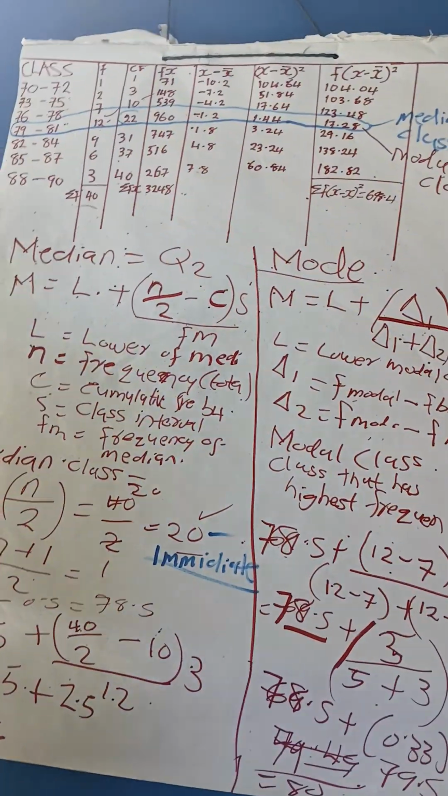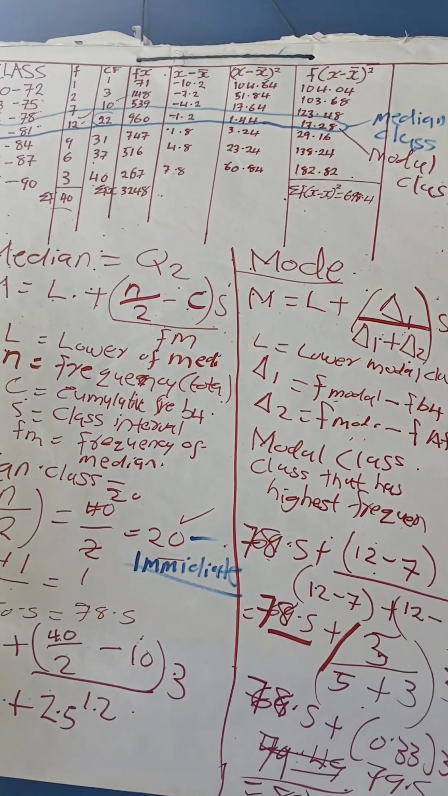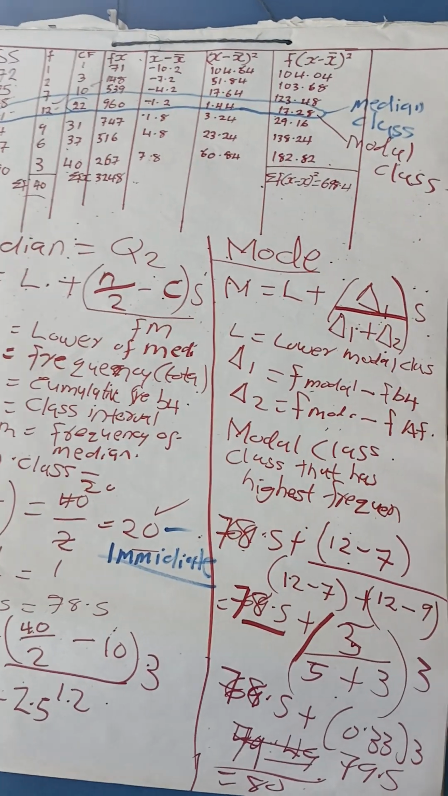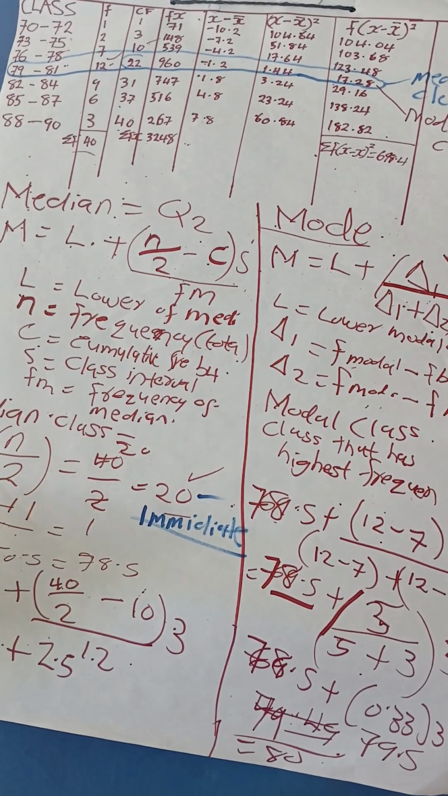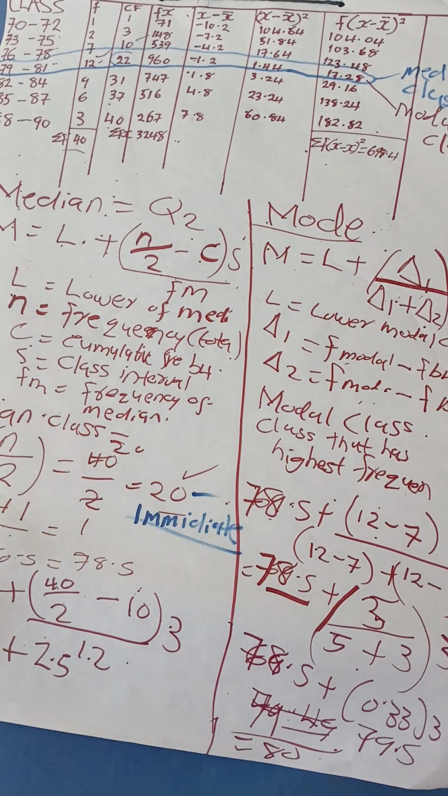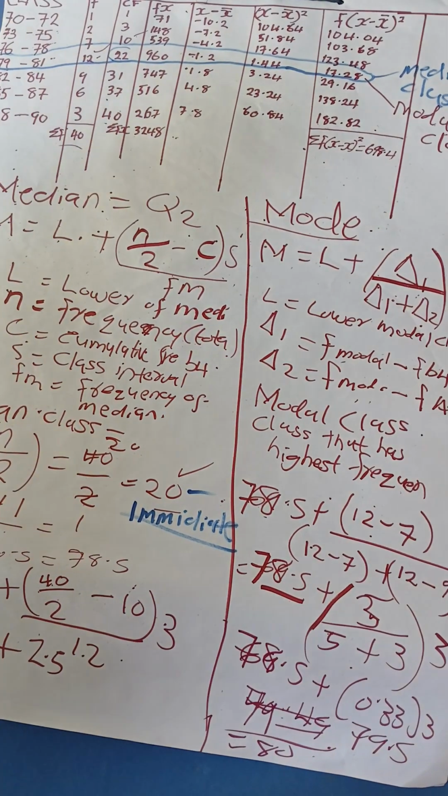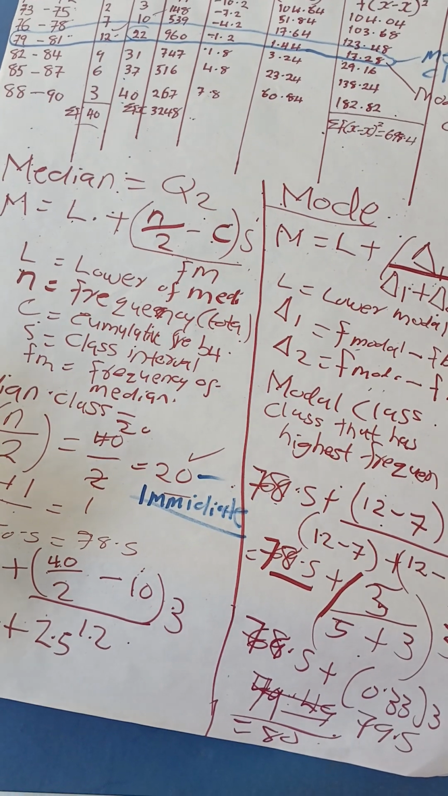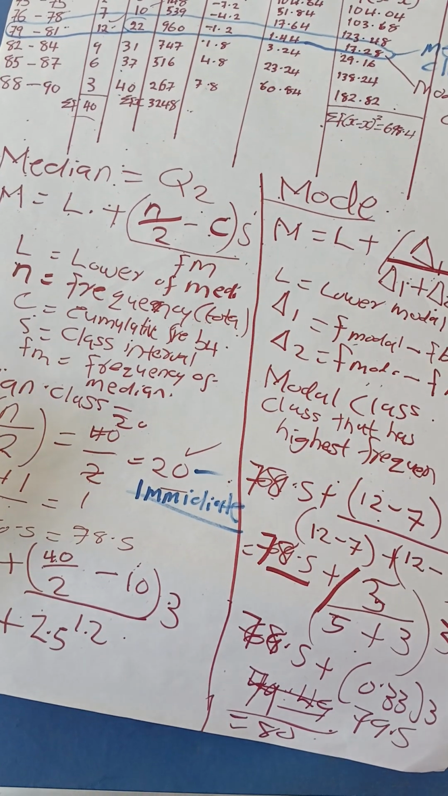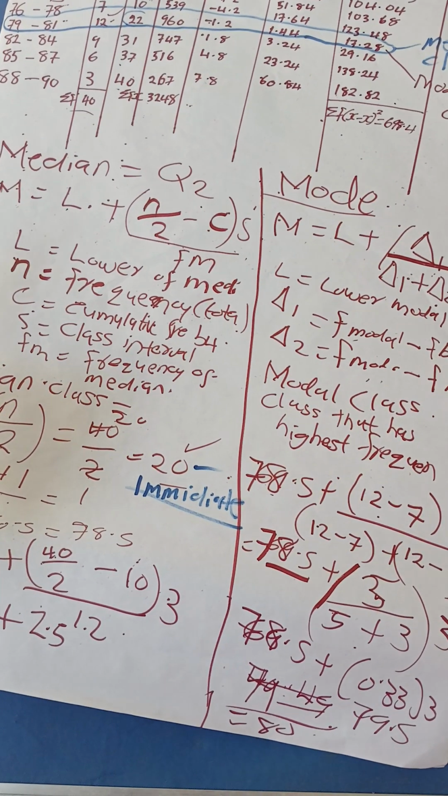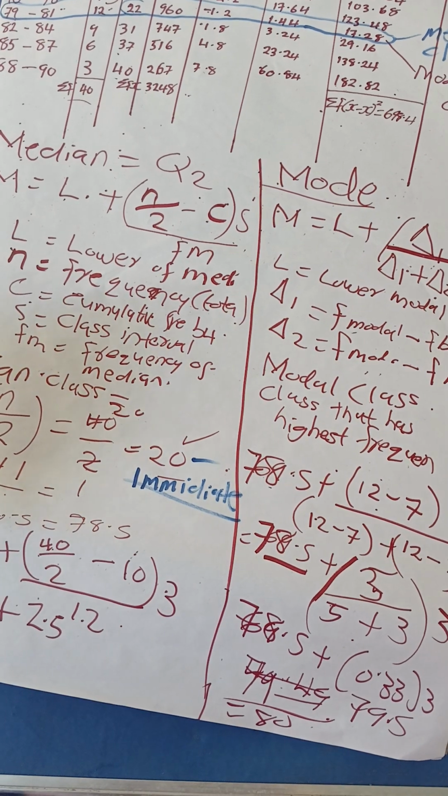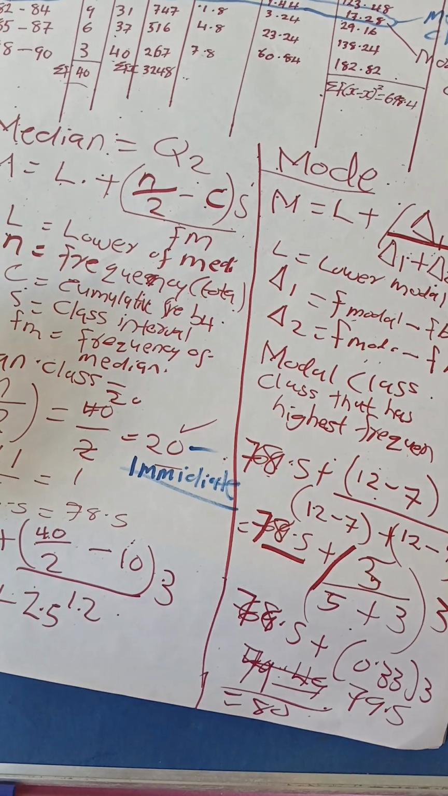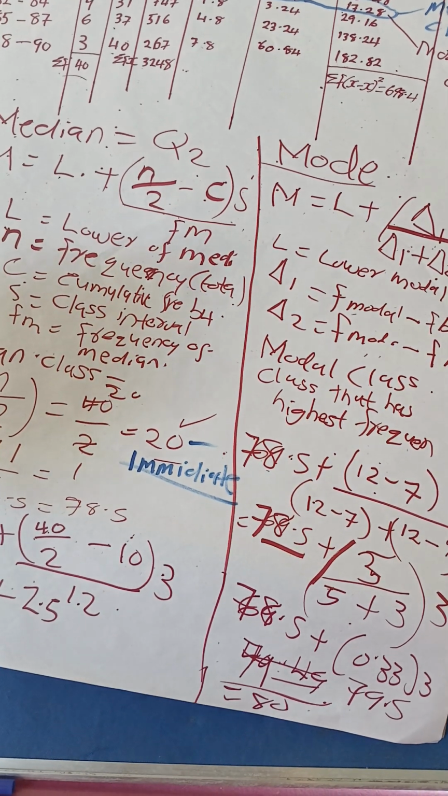Good. So learners, that is how we do that question. Very easy, coming up with the frequency distribution table and also being able to calculate the arithmetic mean. We have calculated the mode, the standard deviation, the variance, and we have also calculated the median and mode.